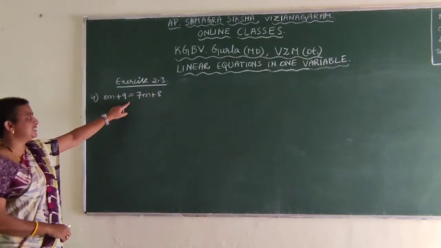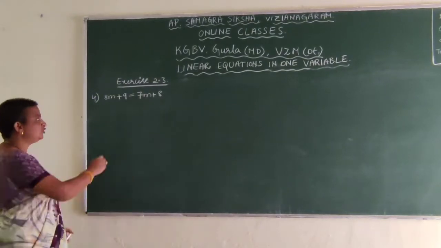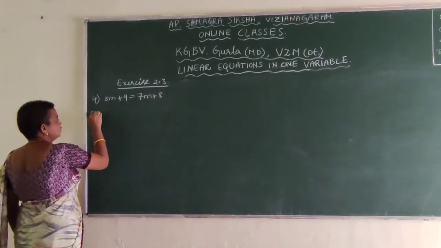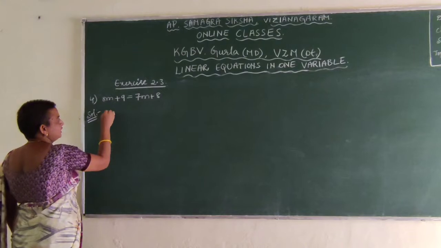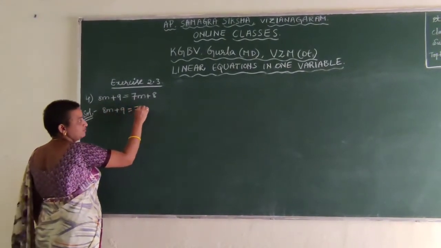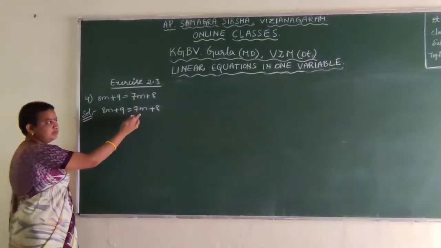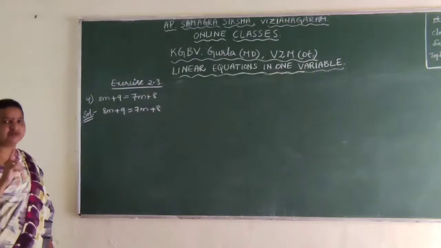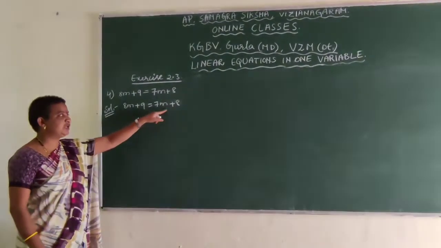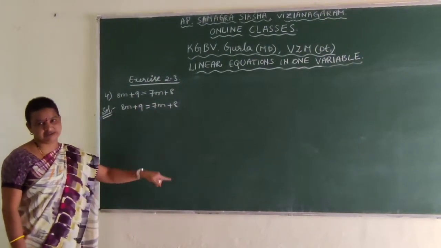8m plus 9 is equals to 7m plus 8. Now we have to solve this problem. We need to find the value of variable m. Solution. Again you have to write the problem. 8m plus 9 is equals to 7m plus 8. There is a variable m on both sides, so you need to separate the variables and constants. That's why you have to transpose 7m to LHS and plus 9 to RHS.